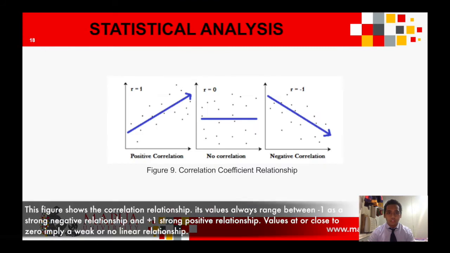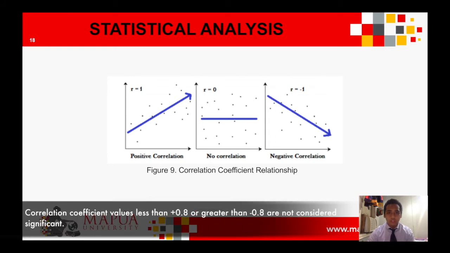This figure shows the correlation relationship. Its value always ranges between -1, a strong negative relationship, and +1, a strong positive relationship. Values at or close to 0 imply a weak or no linear relationship. Correlation coefficient values less than positive 0.8 or greater than negative 0.8 are not considered significant.